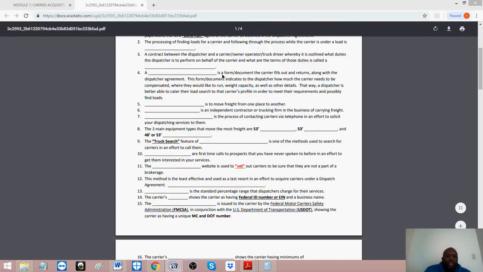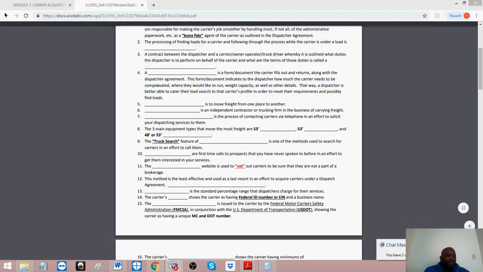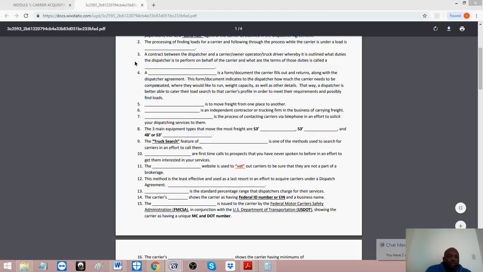Number four, a blank is a form or document the carrier fills out and returns along with the dispatch agreement. This document indicates to the dispatcher how much the carrier needs to be compensated, where they would like to run, weight capacity, as well as other details. That way, a dispatcher is able to cater their load search to that carrier's profile, hint, hint, hint, in order to meet their requirements and possibly find loads. So it's a carrier profile. Right. Correct.